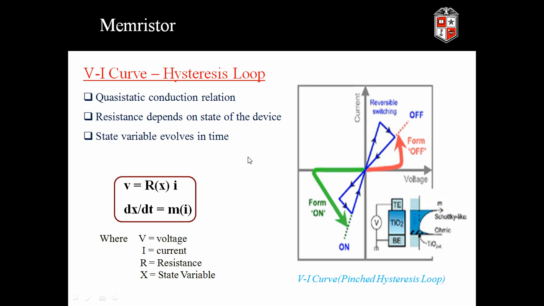Then, after some years, one of his students called Stephen Kang, along with Chua, modified the equation of the memristor, and the equation they proposed is shown here. The modification they made was to include a state variable in their equation. That means the present resistance that the memristor offers also depends upon the previous states until it is erased. Here V is voltage, I is current, R is resistance, and the state variable is x, which evolves in time. The relation between the voltage and the current is a quasi-static conduction relation, which means it is a very slow process. The resistance depends upon the state of the device, and the state variable evolves in time.